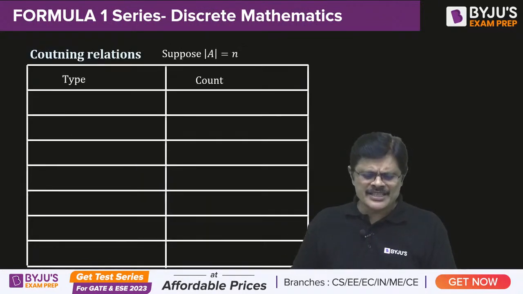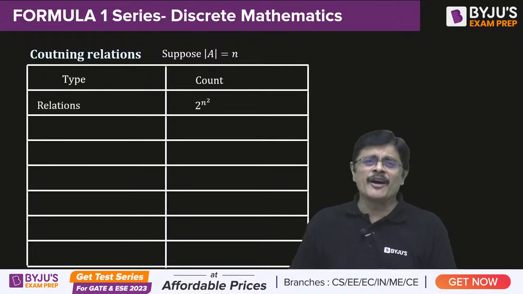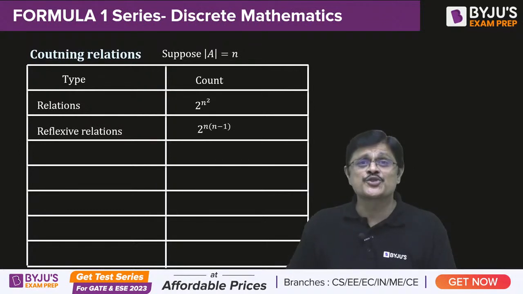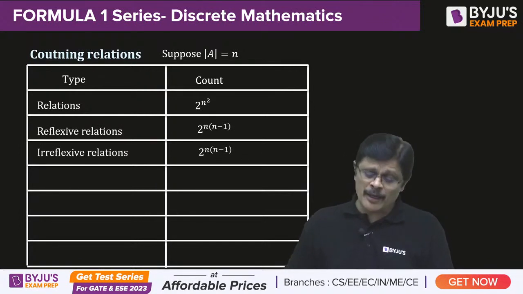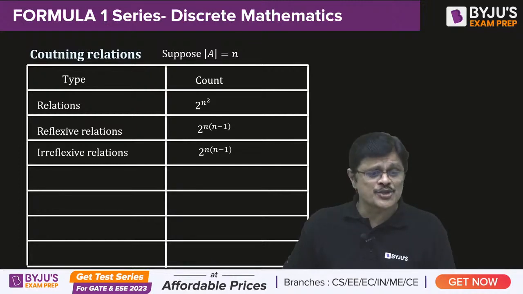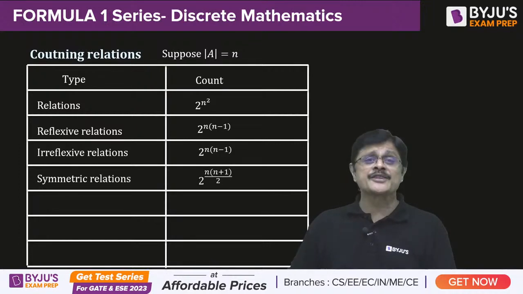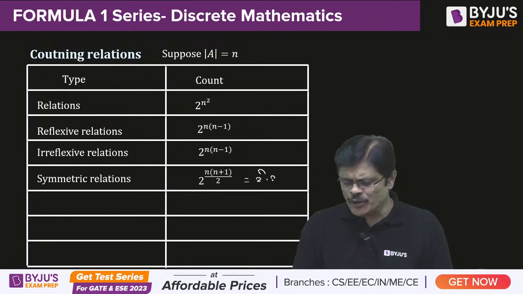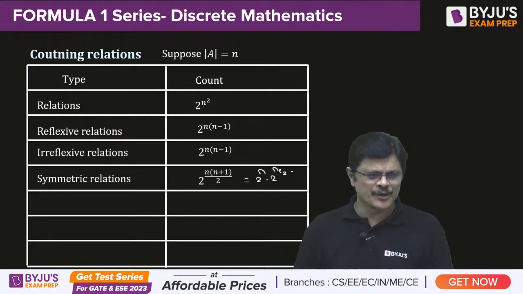So counting relations: if A is containing n elements, the number of relations is 2 power n square. Number of reflexive relations is 2 power n into n minus 1. Number of irreflexive relations is exactly the same, 2 power n into n minus 1. Number of symmetric relations is 2 power n into n plus 1 by 2, or you can remember it like this: 2 power n into 2 power n into n minus 1 by 2, or 2 power nC2 also. This is how people remember, my dear friends.